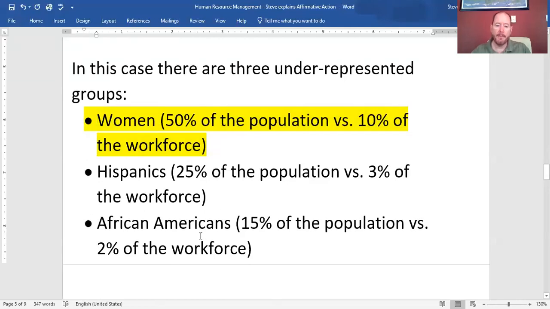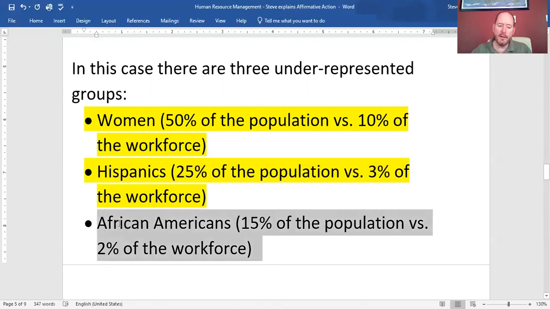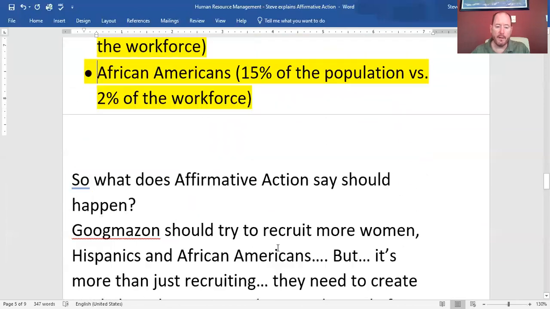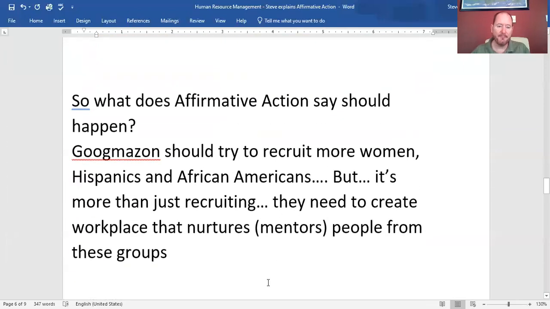Way underrepresented. Hispanics are 25% of the population, and yet only 3% of the workforce. Way underrepresented. African Americans are 15% of the population, yet only 2% of the workforce. Asians are also underrepresented in this. So I think they're 25% of the population in the example I used and only 20%. But in terms of really underrepresented, it's women, Hispanics, and African Americans. Actually, yeah, never mind. Forget what I just said there. Yes, we'll stay with that.